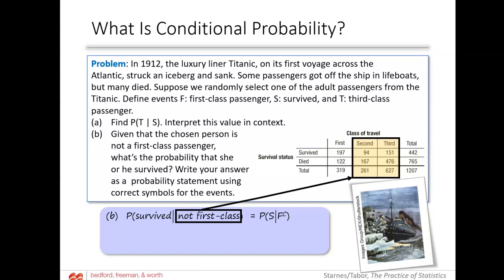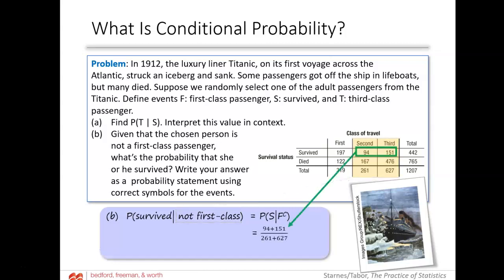As far as a denominator goes, we would have to total this 261 and 627 for our denominator. For the numerator, the probability component of it was that they survived. Out of just this data, the 94 and 151 survived. So we do have to do a wee bit of adding. And when we calculate that probability and change it to a decimal, it's 0.276, so 27.6%.